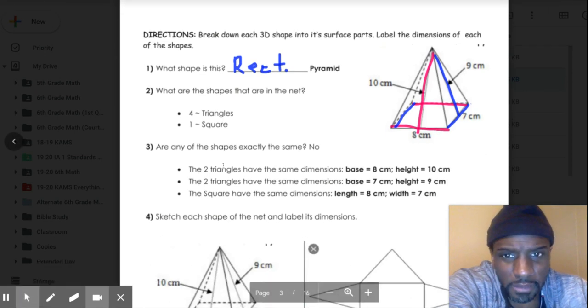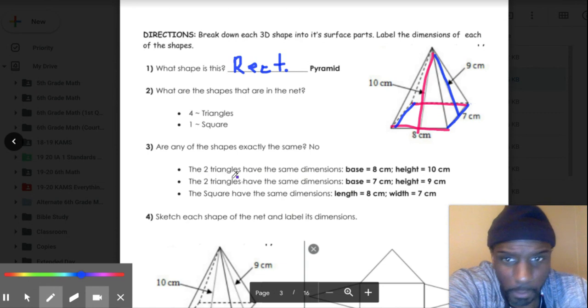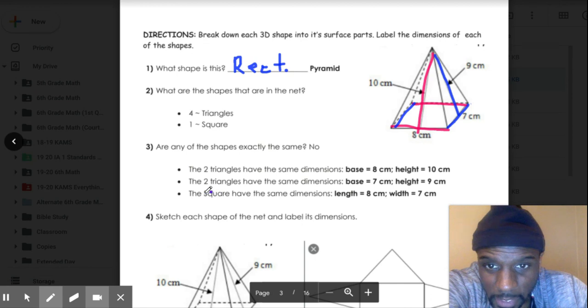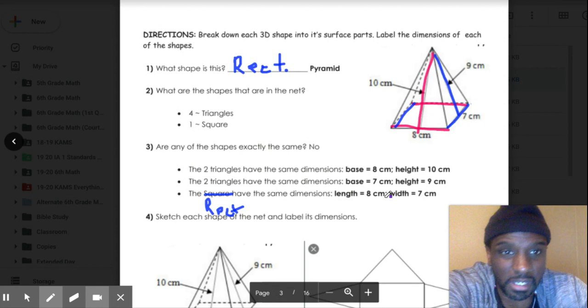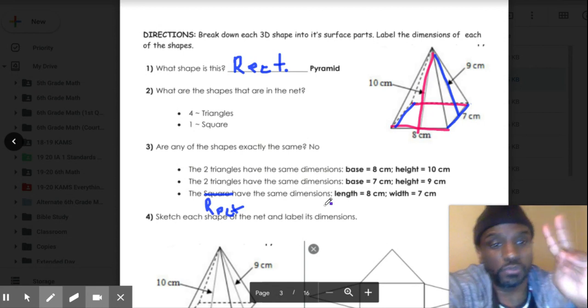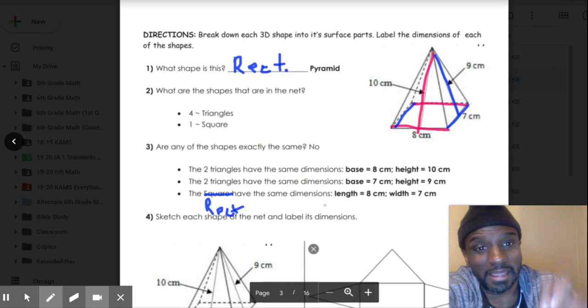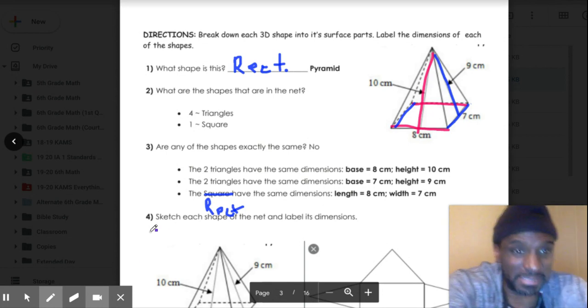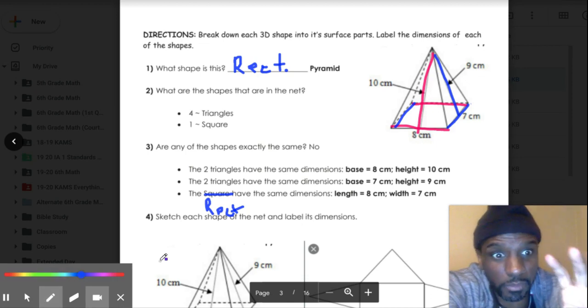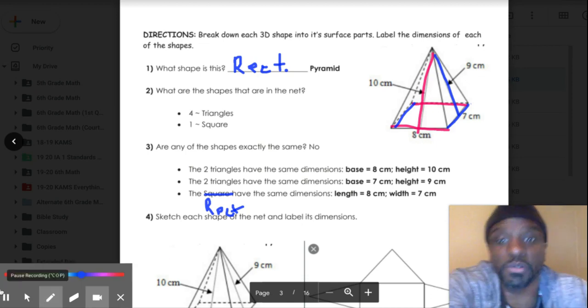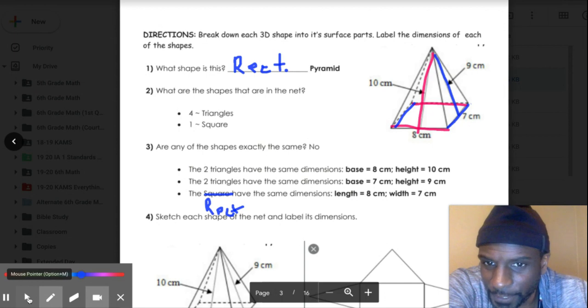So we have 2 triangles that are 8 by 10. We have 2 triangles that are 7 by 9. And we have a rectangle here that has the dimensions of 8 by 7. Okay, so we have two triangles that have 8 by 10, two triangles that have 7 by 9, and one rectangle that is 8 by 7. We have to add up all of those areas together to calculate what the total surface area is. So let's move down here.